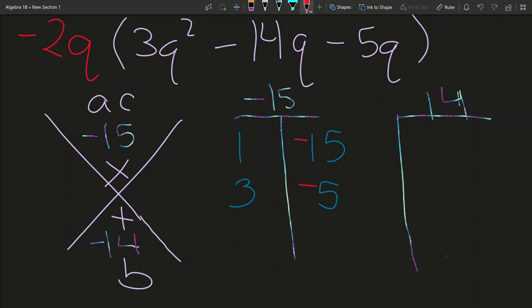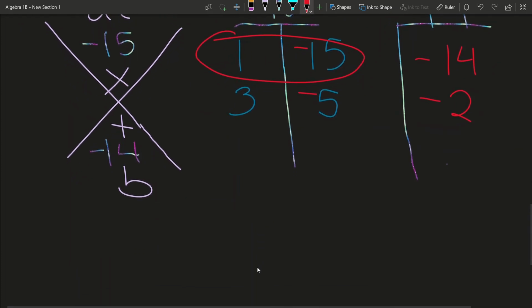So 1 minus 15 is negative 14. Oh, I forgot to put a negative up here. 3 minus 5 is negative 2. Now which one of these two is equal to negative 14? The top one.